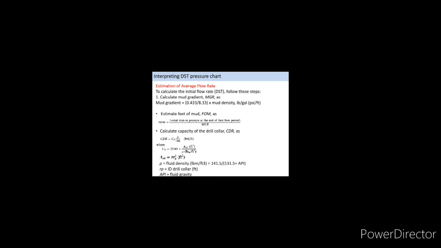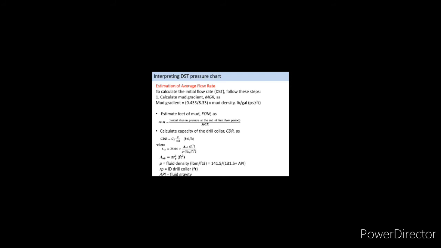We can also calculate this, basically derived from P equals rho gh. So P is the initial shut-in pressure at the end of the first flow, and this pressure is due to the hydrostatic column head in the drill string after the first flow period. So from that formula we can calculate H, so feet of mud can be calculated. Then the capacity of the drill collar is given.